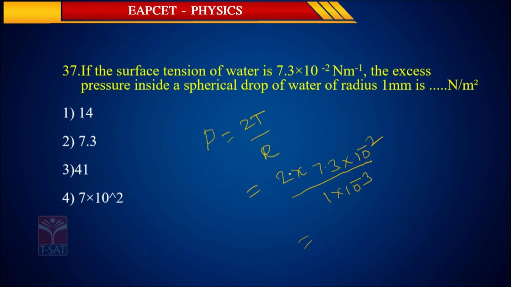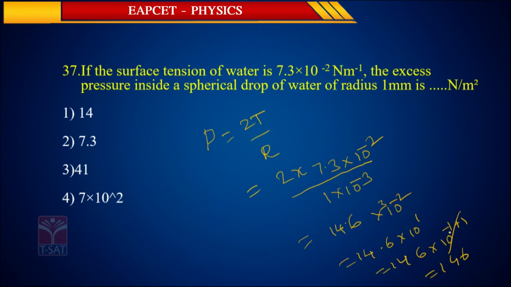Okay children. Therefore here how much here? 2 into 7.3, 14.6 into 10 to the power minus 2, 10 to the power minus 3 you take, that is 3 minus 2. Therefore 14.6 into 10 to the power 3 minus 2, 1. That is here 146 into 10 to the power minus 1 plus 1, that cancels. 146 is the answer. Okay children, pressure unit is what here? Pascal. Therefore 146 Pascal is the answer.